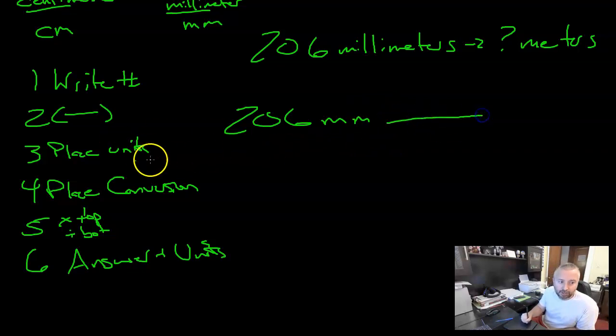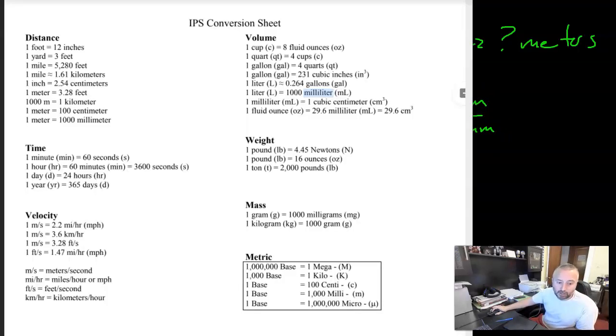Put my fraction, and just like yesterday, we place our units. Millimeters are on top. We don't want millimeters anymore, so they go on bottom. Meters are what we're looking for, so that's just going to be, yeah, that's kind of confusing, a single m versus two little m's. But just like before, we look at our conversion, and actually we have the conversion right over here. 1 meter is 1,000 millimeters.